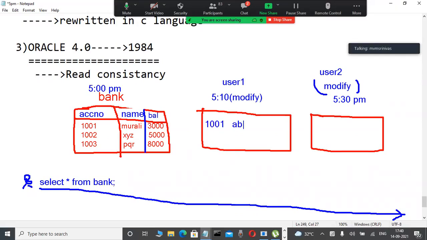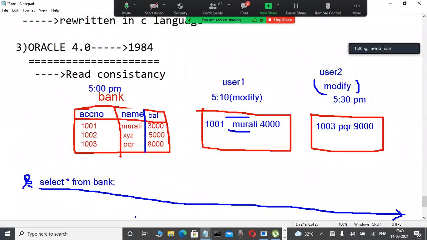Murli, place ABC, they are modifying only. Here, the first record: 3000 balance, they are modifying into, suppose, 4000 only, for example. Again at 5:30, they are modifying PQR, 1003. This balance is modified into 9000, for example. Okay, remaining data is the same, for example.